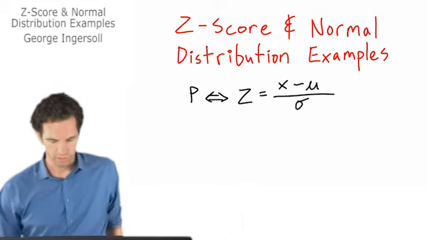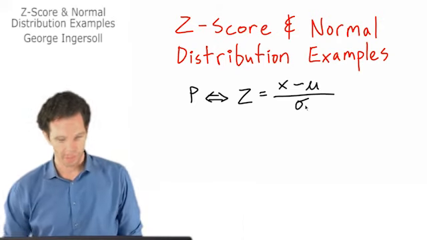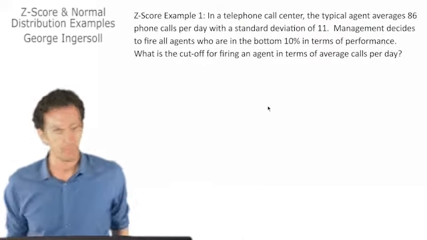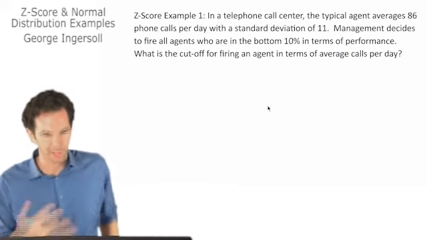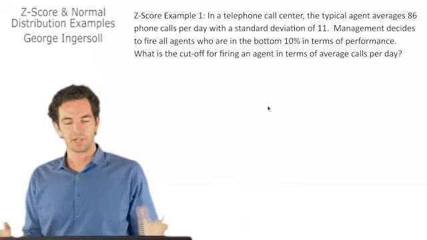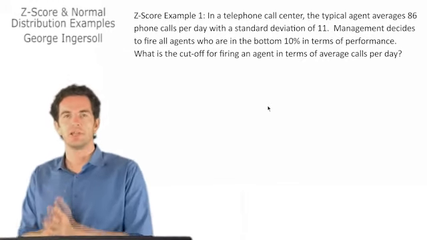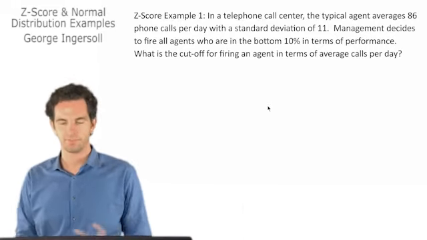Okay, so all that said, let's proceed into our first example. If you haven't written this equation down already, do so. In our first example, I'm reusing a scenario from a previous video. We're back to the telephone call center. In a telephone call center, the typical agent averages 86 phone calls per day with a standard deviation of 11.